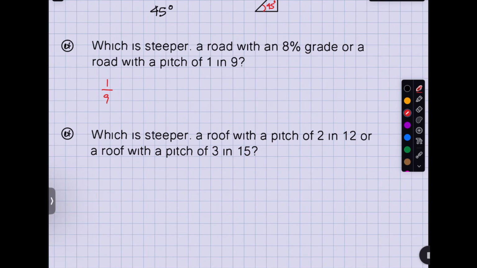Yes, it's easier to convert pitch to grade. So how do I find pitch to grade? So you go 1 divide by 9, and then multiply by 100, right? That'd be your grade. And what is that going to be? 0.11 or 11.1%. Right? So compared to the 8%, guess which one is steeper? Does that make sense?